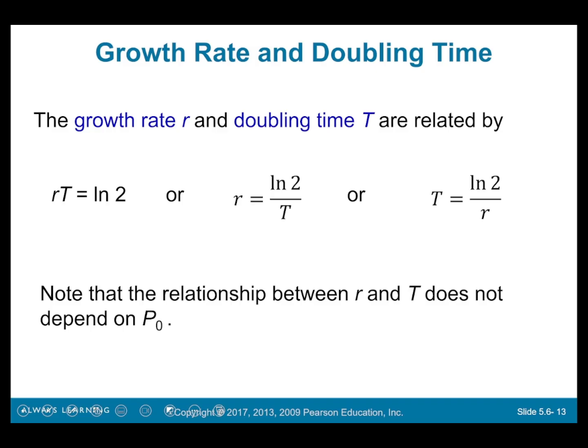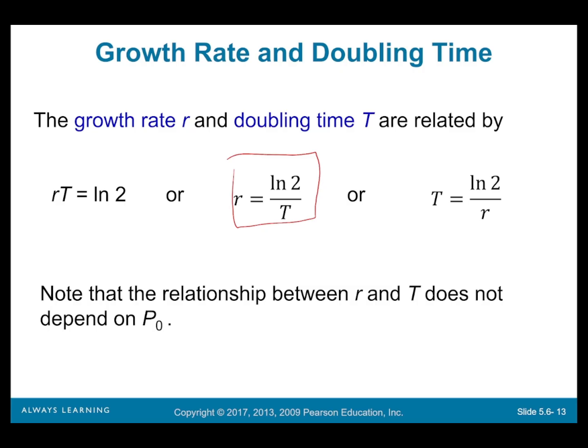Well, it turns out that that's true in general. There's this nice relationship between our growth rate r and our doubling time t. In general, r times t equals the natural log of 2. So if we solve for r in that equation, we get ln of 2 over t. Or if we solve for t in that equation, we get ln of 2 over r. So when you're given the doubling time, you can immediately use this equation and get your rate. And that's exactly what came out of our work in the previous slide.